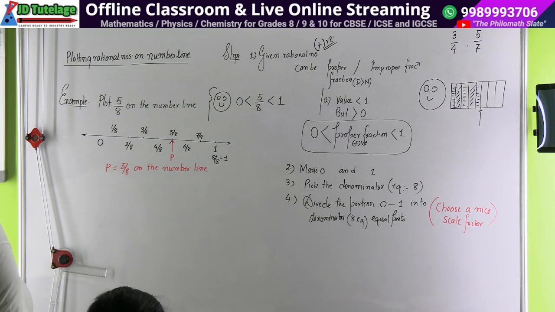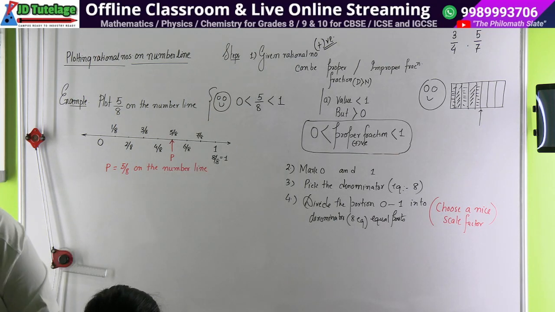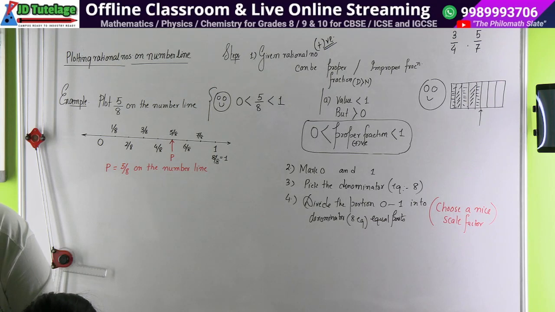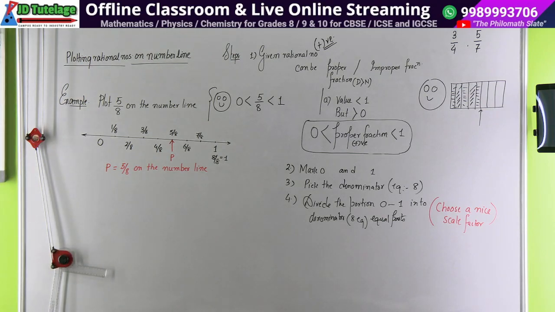This is 1. 1 part, 2 part, 3 part, 4 part. In the question, 3 part out of 4 part. One, two, three. So this is your point P. And you can write P denotes how much? 3 by 4. How do we write 4? Have I written it correct? Yeah, I'm writing from the opposite side.